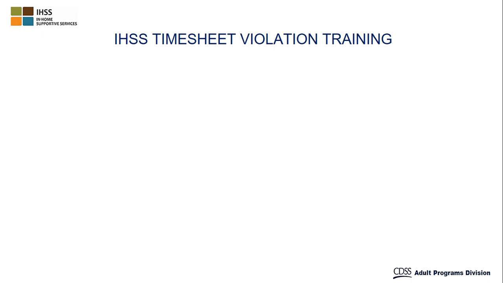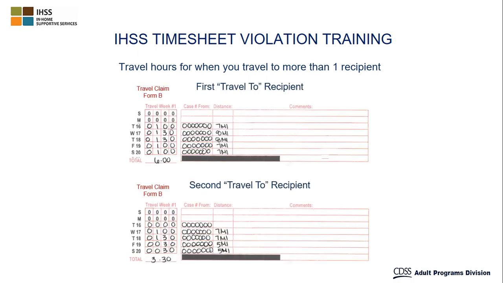In the next example, we will look at travel time hours when a provider claims travel time for more than one recipient. Here, we have 2 travel claim forms for the same pay period, Travel Claim Form A and Travel Claim Form B. The provider travels to 2 recipients. On the first travel claim form, the provider has claimed 6 travel time hours for travel week 1.